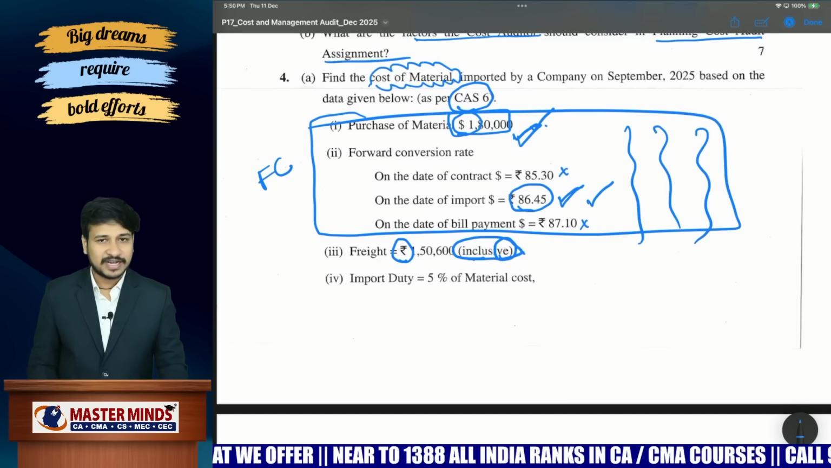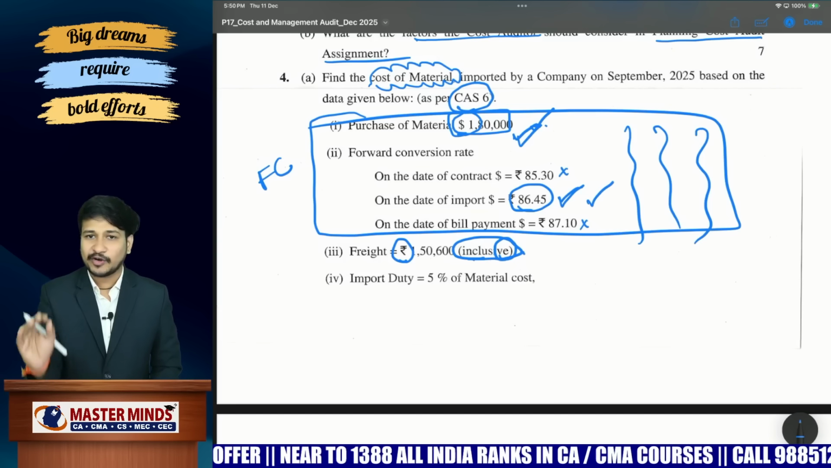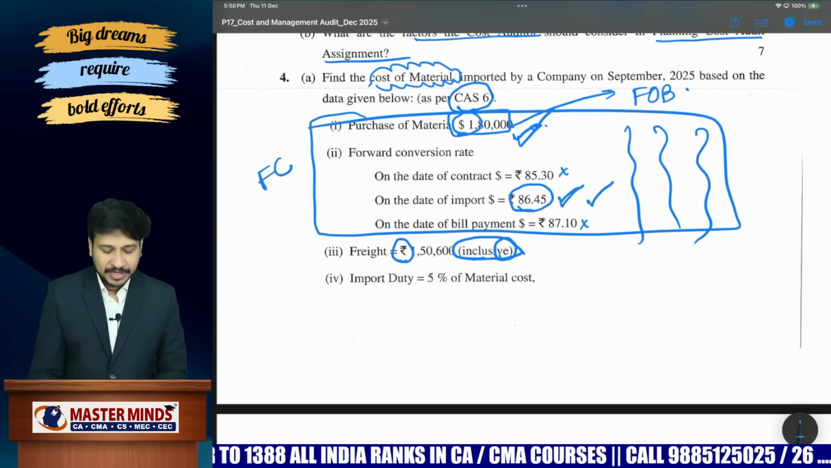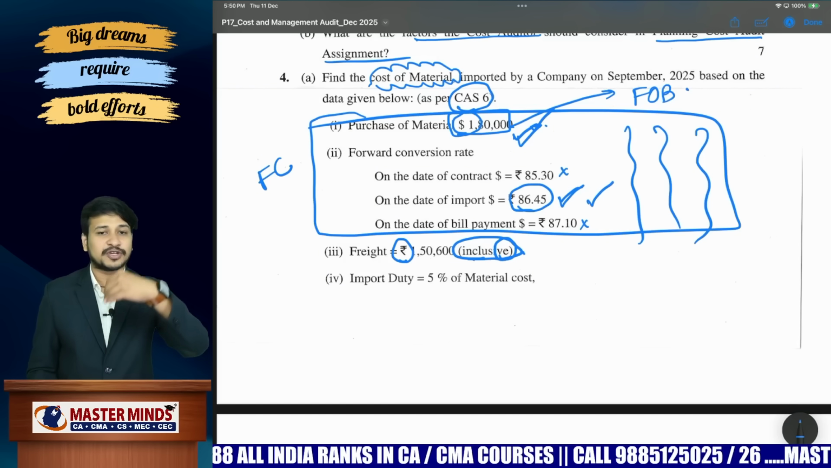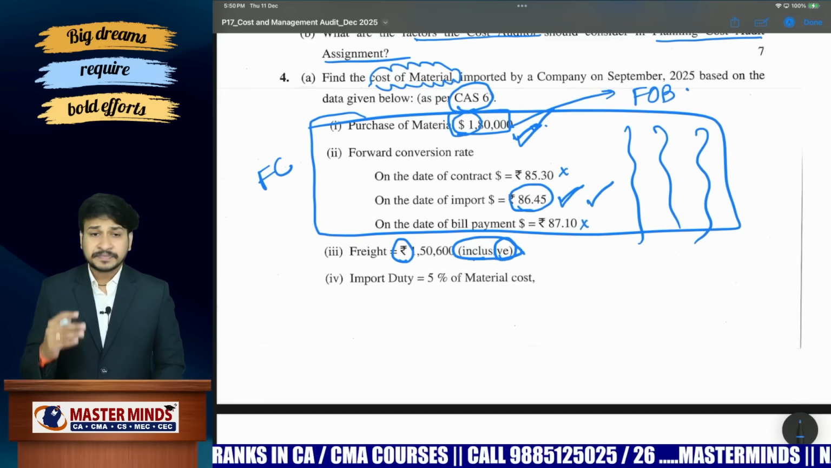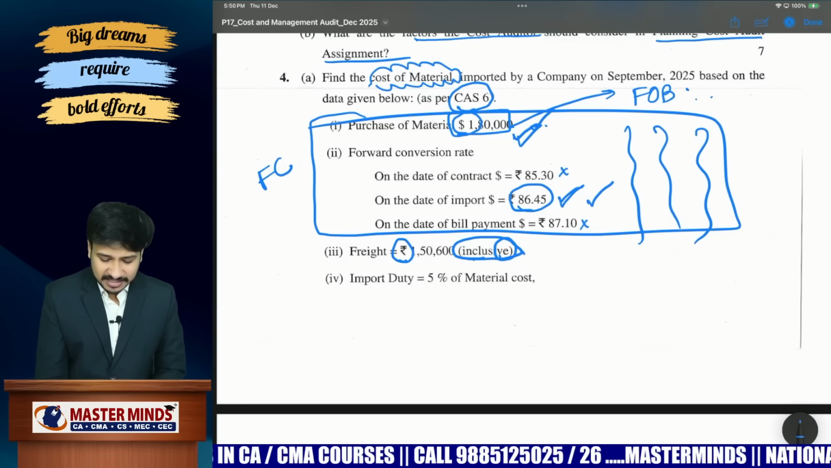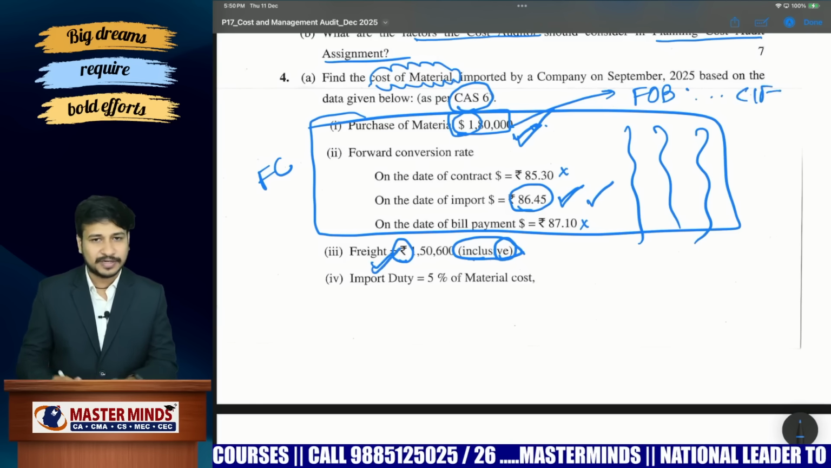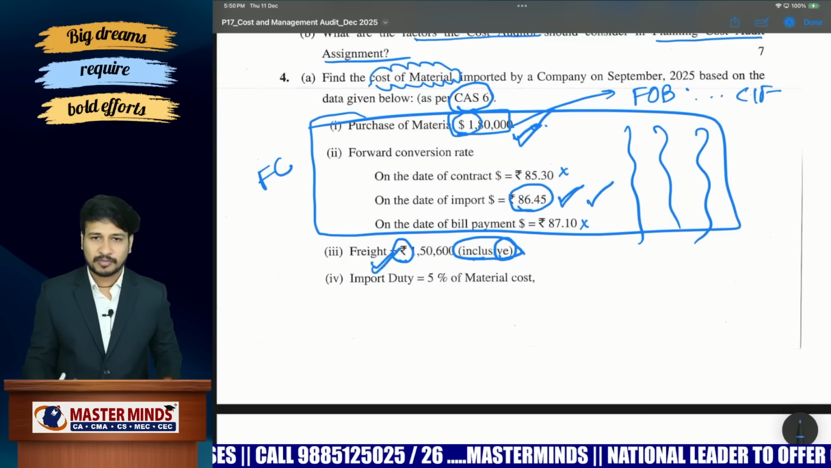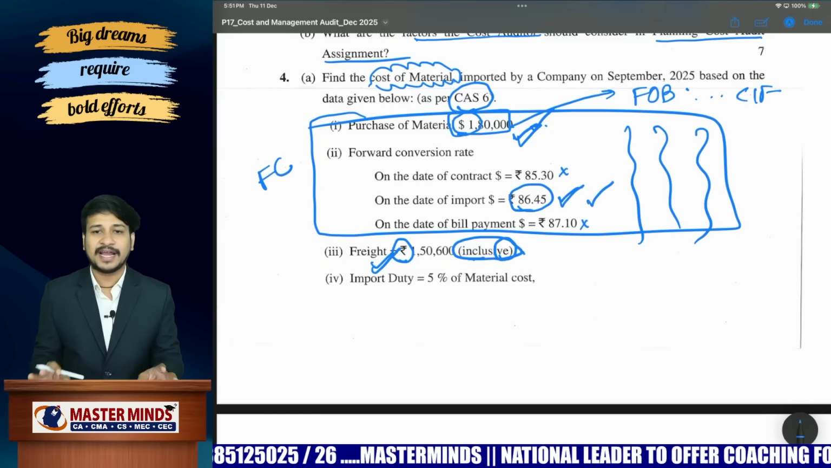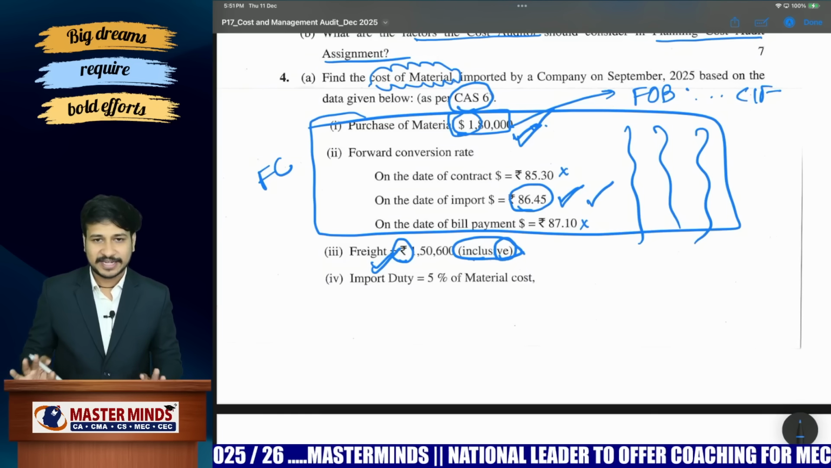But whenever it is given like this, purchase of material is $1,80,000, you need to understand this is something like the FOB price, and to find the CIF price you just need to include the freight also. This is what you have to understand. On the other hand, if you're assuming that this itself is the CIF price and freight is already included, once again no need to do anything. But the general perception is that freight inclusive means that it is to be included while computing cost of material.